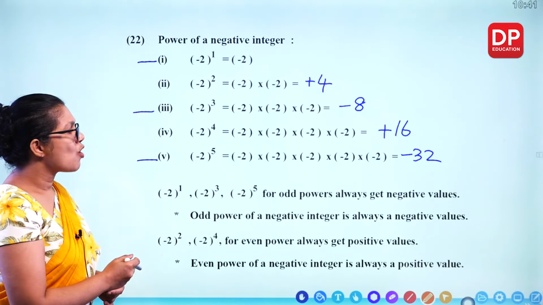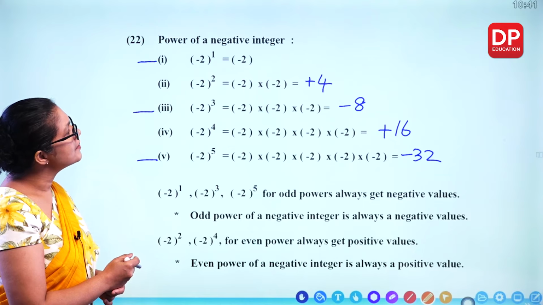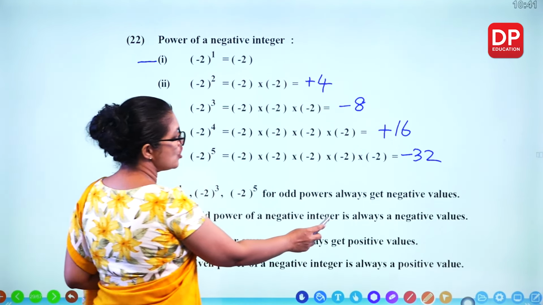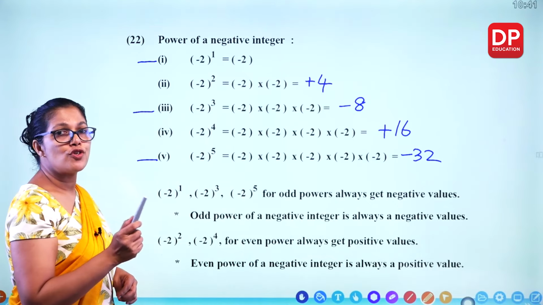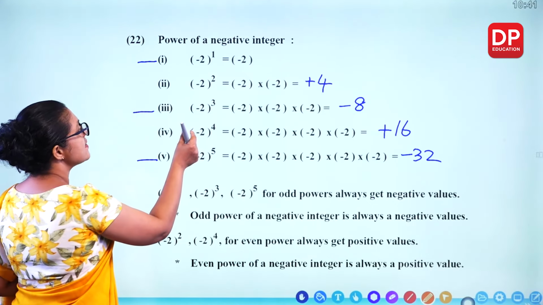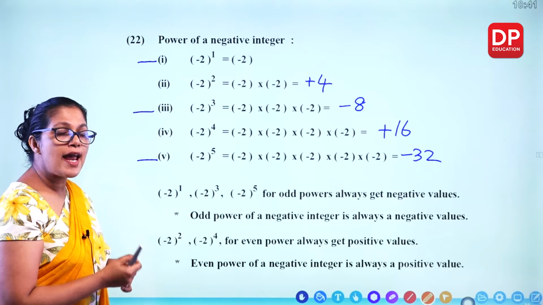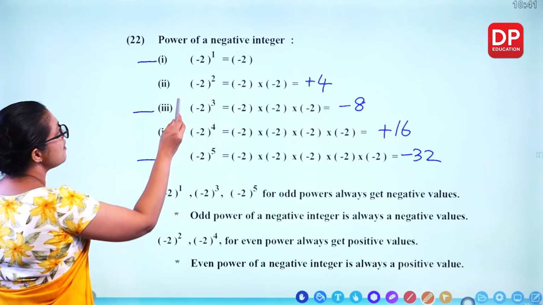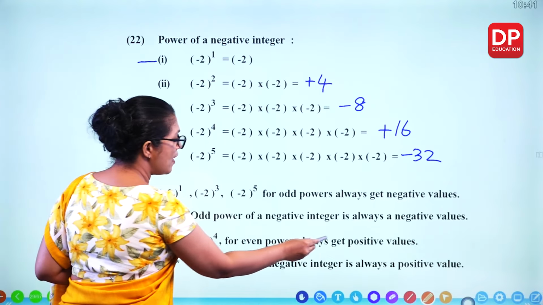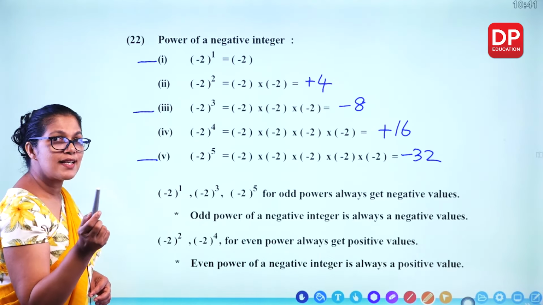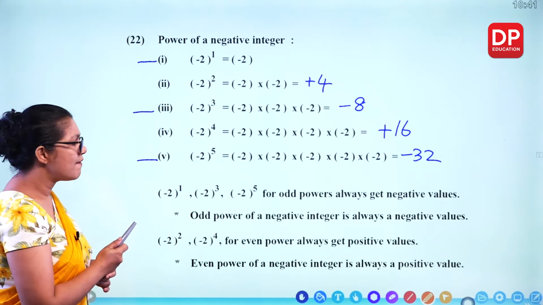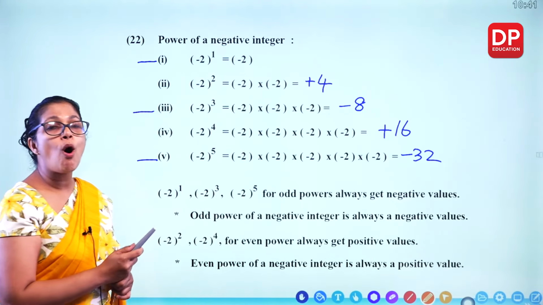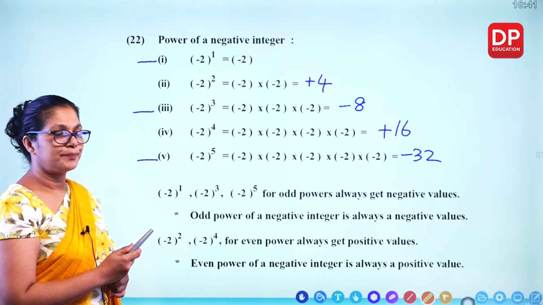For odd powers, always get negative values. And odd power of negative integer is always a negative value. So you need to remember, when there's a negative sign, when you take any odd power, the answer is negative. Look at the other one. When it comes to even powers, what's the answer? You get positive values. So even power of negative integer is always positive.